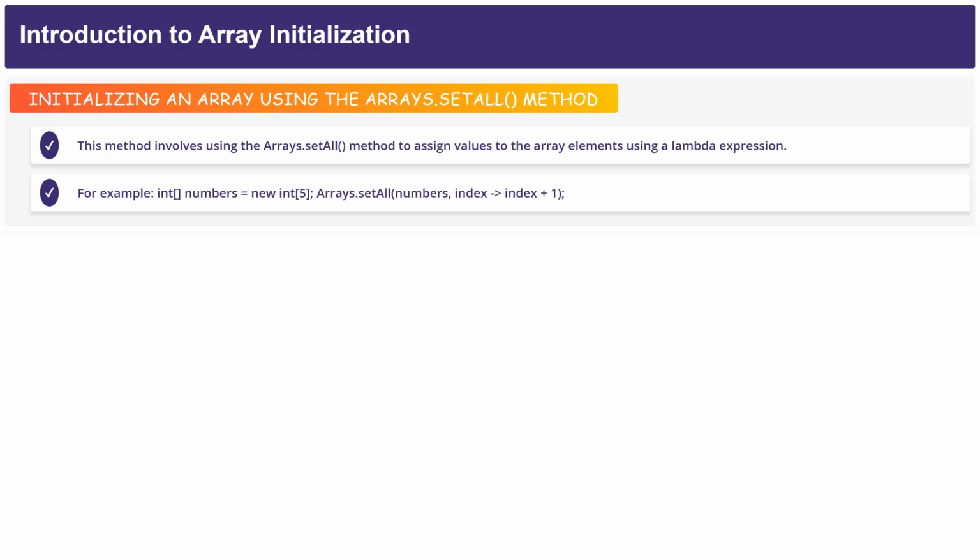In this method, you can initialize an array by using the Arrays.setAll method to assign values to the array elements using a lambda expression. For example, you can declare an int array with a specific size and use the Arrays.setAll method with a lambda expression to assign values to the elements as follows.